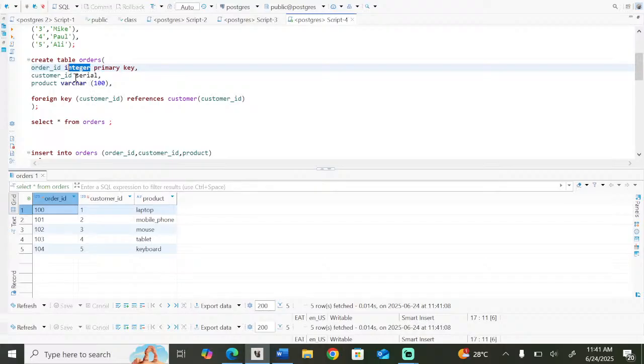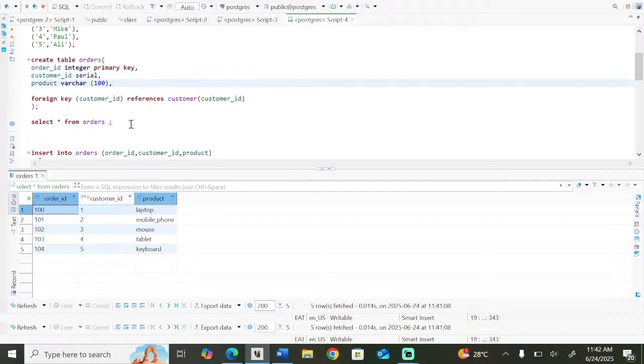Then the second column is customer ID. As you can see here, we have customer ID. We chose serial, and serial auto increments. As you can see there, the first order ID is given 1, the second one is given 2, 3, and so on. Auto increment, that's what it means. It just writes 1, 2, 3, 4, 5.